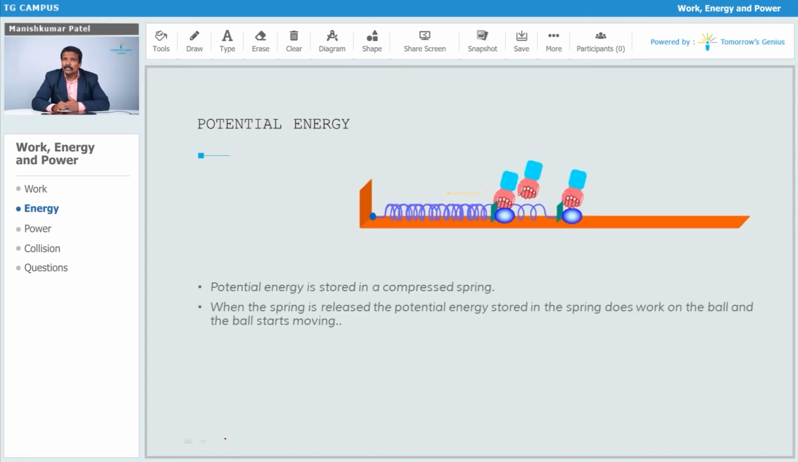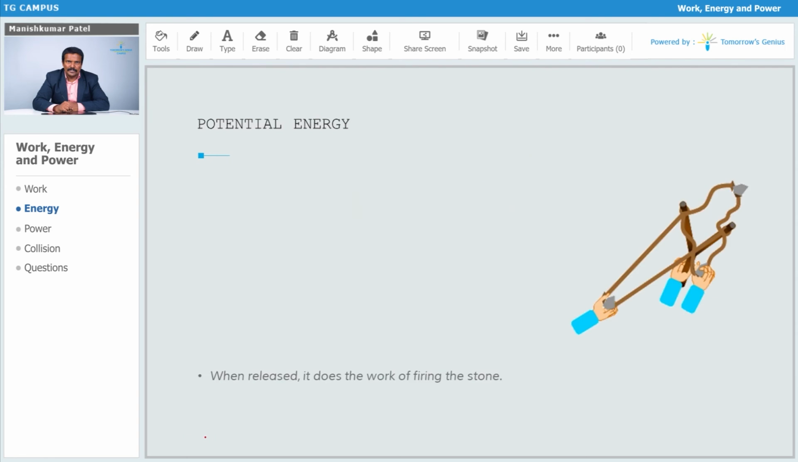Again, the potential energy is stored in a compressed spring. When the spring is released, the potential energy stored in the spring does some work on the ball, and the ball starts to move. You can see that you first press it, and when you release, that potential energy does some work, because of which the ball starts rolling. The potential energy has been converted into kinetic energy in this case.